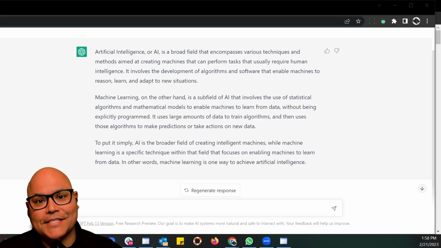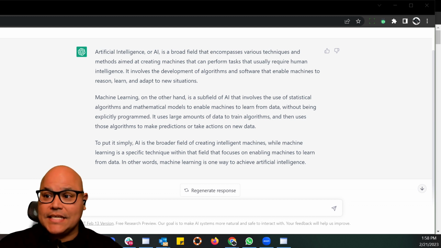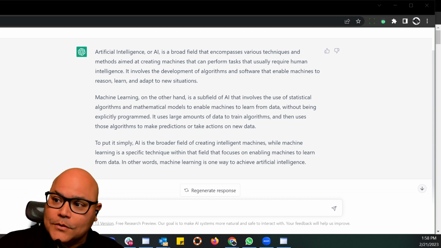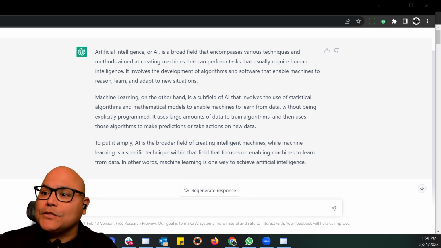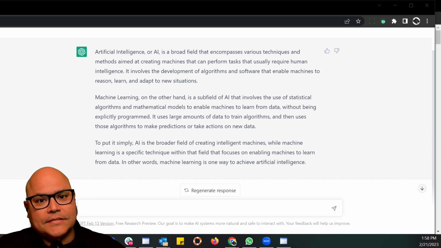And here's its answer. Artificial intelligence is essentially the broad field that encompasses various techniques, while machine learning is a subfield that uses statistical algorithms and mathematical models that enables machines to learn from data without being explicitly programmed. Long story short, it's a subfield.